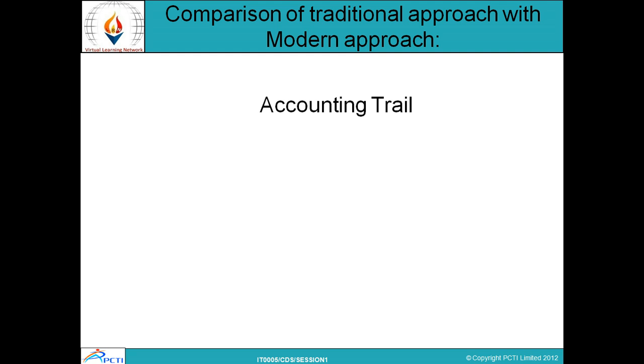Moving further, accounting trial. What is accounting trial? The accounting trial is a sequential order in which the accounting process flows. We discussed this in unit 1 also. All transactions are recorded first in the book called journal. The transactions are posted on the respective account, maintained in a separate book called ledger, right?